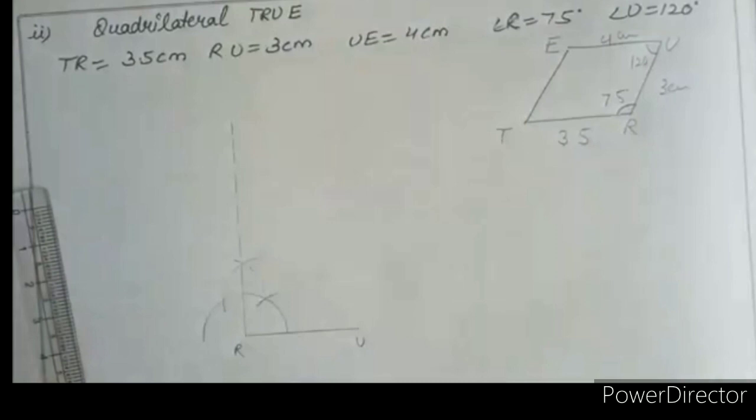Understand? First step what I did, first RU, because I have taken RU having 2 base angles, so I have taken RU as a baseline segment. At R, constructing 75 degree using compass only. So any convenient radius, adjust the compass and draw a lengthy arc. That arc should cut RU line segment at one point.